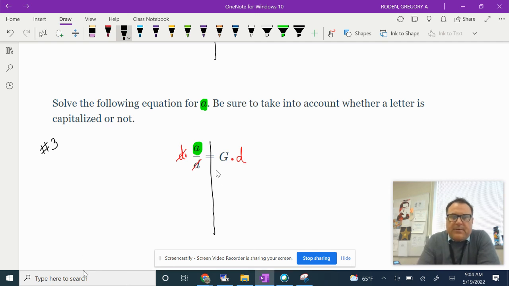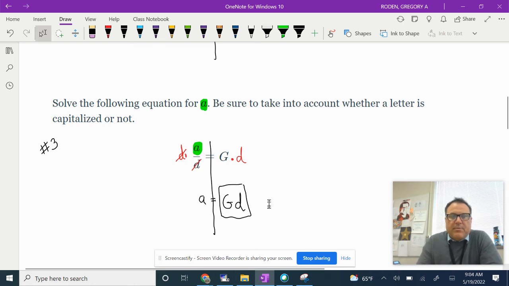And now what are you left with? You're left with little a, and that was the whole point. We wanted to be left with little a. So little a equals capital G times D. And I'm not even going to put the little times sign there. I'm just going to put GD because I do not need to put a dot for multiplication. I know it's multiplication. So in Delta Math for this problem, I just put capital G and D. That's all I would do. Okay. All right, next problem.